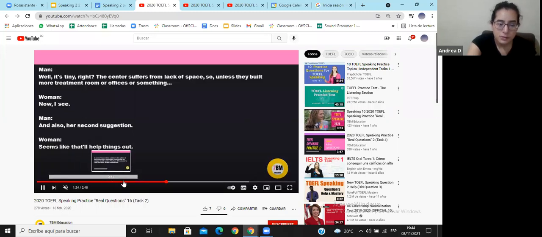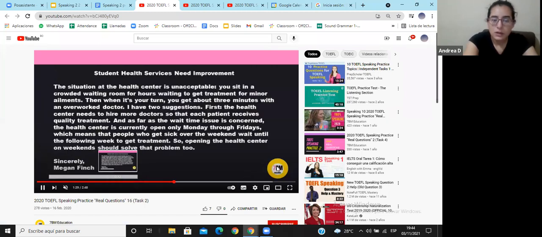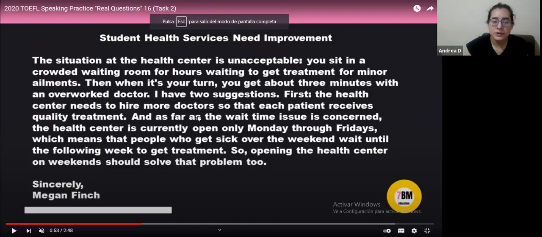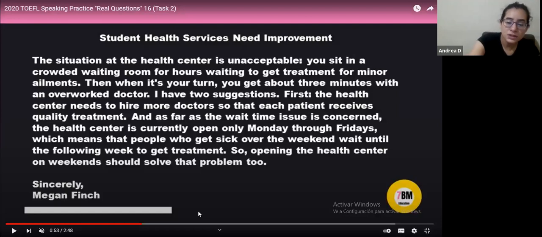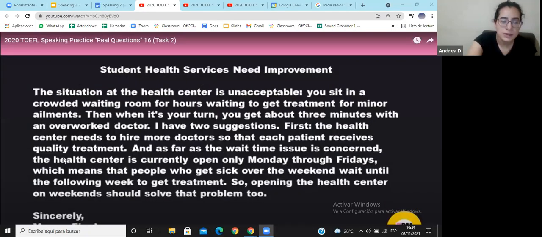In this text here, you have a change, you have a problem. Student health services need improvement. That's the problem. There's something wrong with the student health services. And the student has 2 suggestions. I have 2 suggestions. First, they should hire more doctors. And second, they should open on weekends. So even though it might look a bit different, you still need to do the exact same thing.